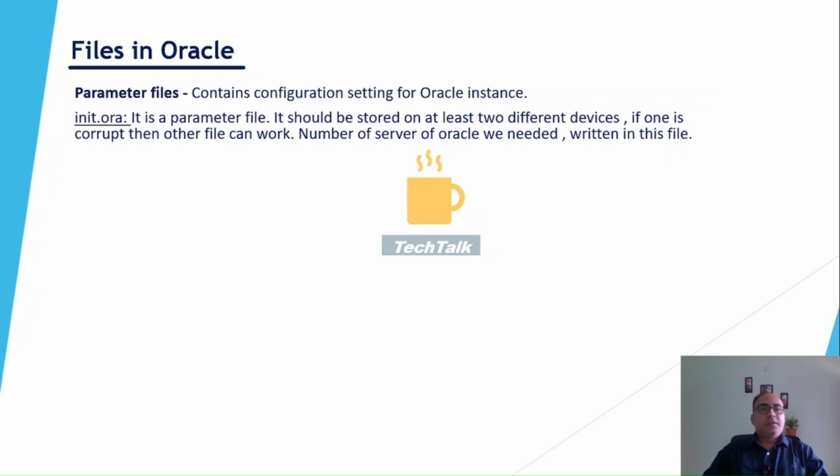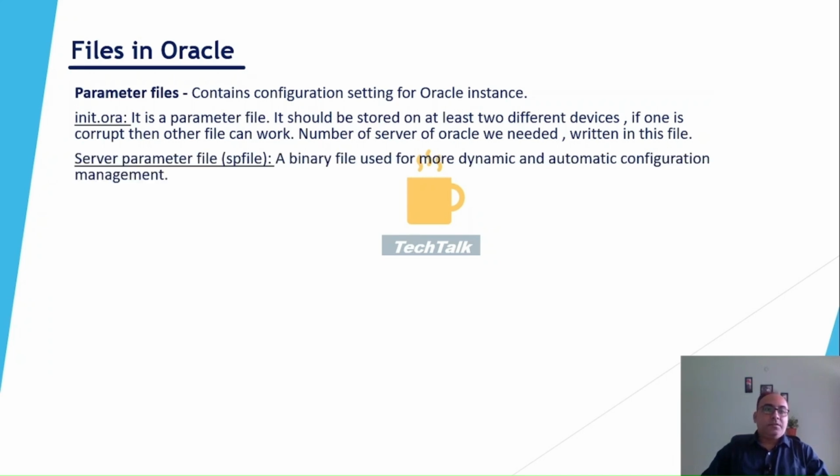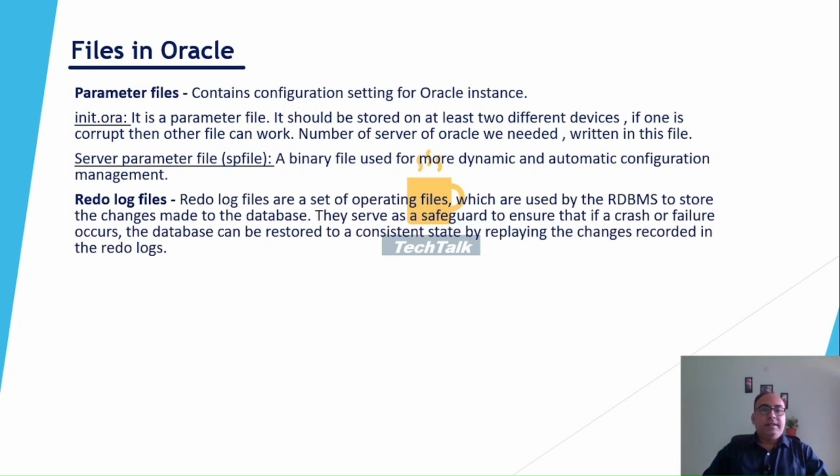Different sorts of information get stored in this particular file, like the number of servers of Oracle. Then we have the server parameter file, SP file. It's basically a binary file used for more dynamic and automatic configuration management. Then redo log files. They are used by the DBMS to store the changes made to the database. So if any failure or crash happens, these logs can be used in order to restore the database.